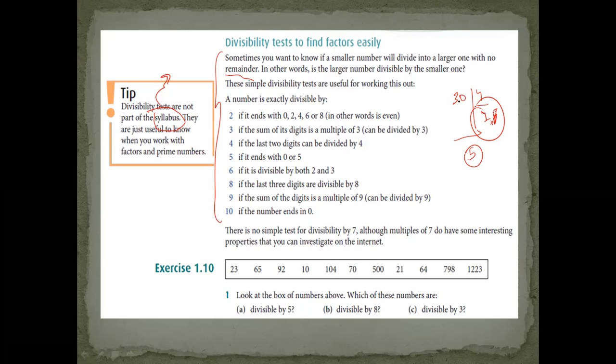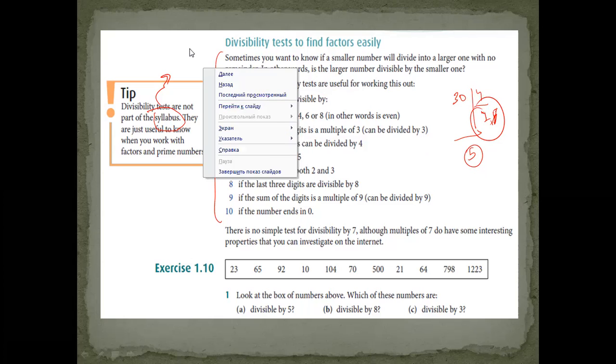How can I tell it? So these simple divisibility tests are useful for working this out. A number is exactly divisible by 2 if it's divisible by 2 without remainder.